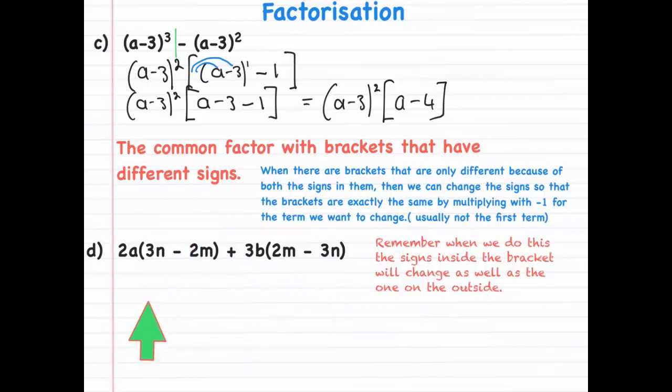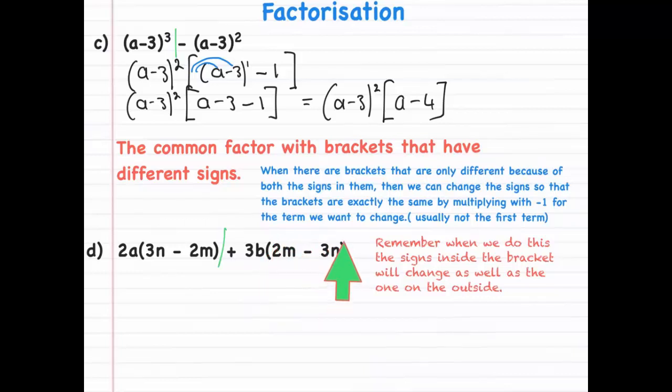Let me see what we can do here. So we are looking at this. There is no common factor between this term and that term. Okay, there's 2 and a 3. I don't have a highest common factor between 2 and 3. There's a and b. Well, they're not the same letter, so no common factor there. The brackets, they're almost the same, but look, it's a minus 3n, a positive 3n, a minus 2m, a positive 2m. So the signs are different in this one.